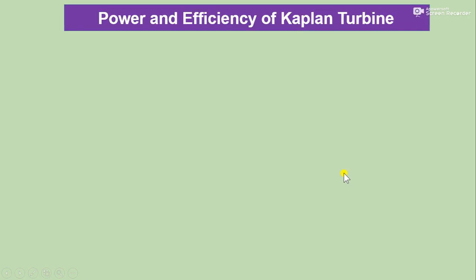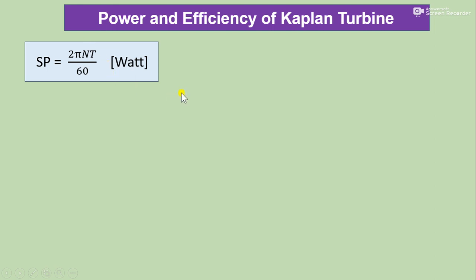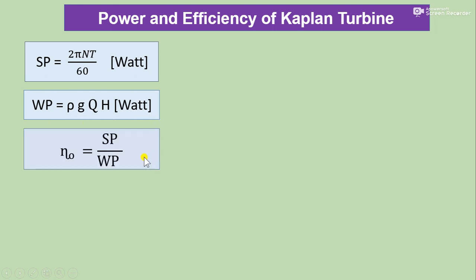So let us see first of all power and efficiency of Kaplan turbine. Shaft power is given by the formula 2 pi NT by 60 watt. Water power is equal to rho g QH in watt. Overall efficiency is the ratio of shaft power to water power.